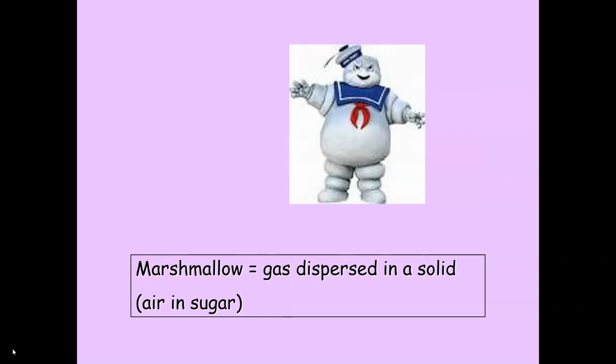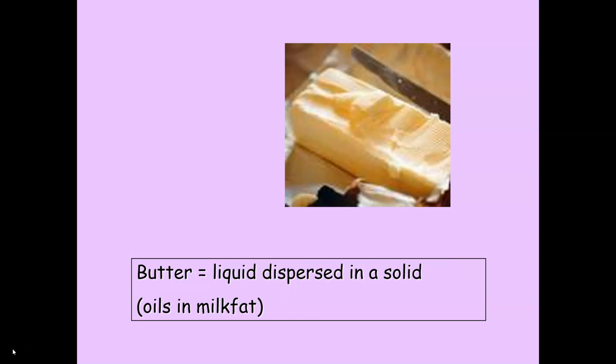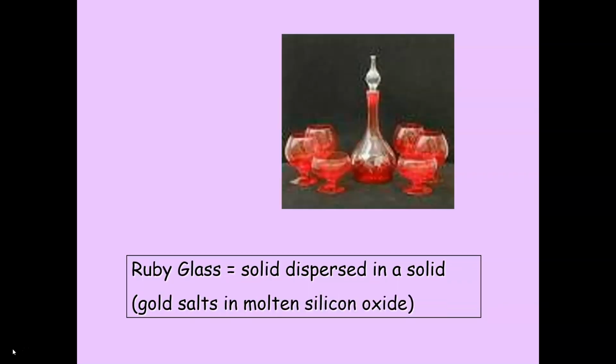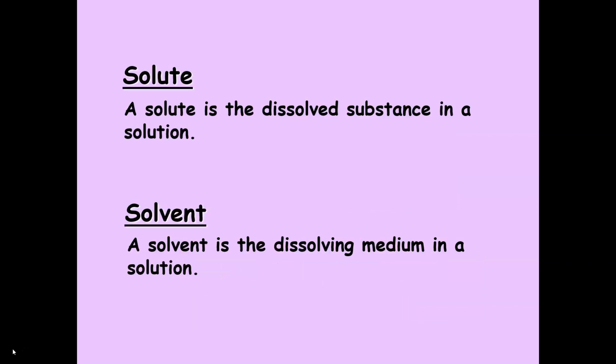Marshmallows, you have a gas dispersed in a solid. I don't know if you're familiar with the movie Ghostbusters or not, but there's the Stay Puft Marshmallow Man. Marshmallows are just sugar with air puffed through them. So yep, marshmallows are actually a solution. Butter, you have a liquid dispersed in a solid. You have oils and milk fat. Ruby glass, you have a solid dispersed within a solid. Gold salts in a molten silicon oxide, or that's what glass is. So all kinds of different ratios or ways that they can be combined. Solids, liquids, and gases, it doesn't matter.